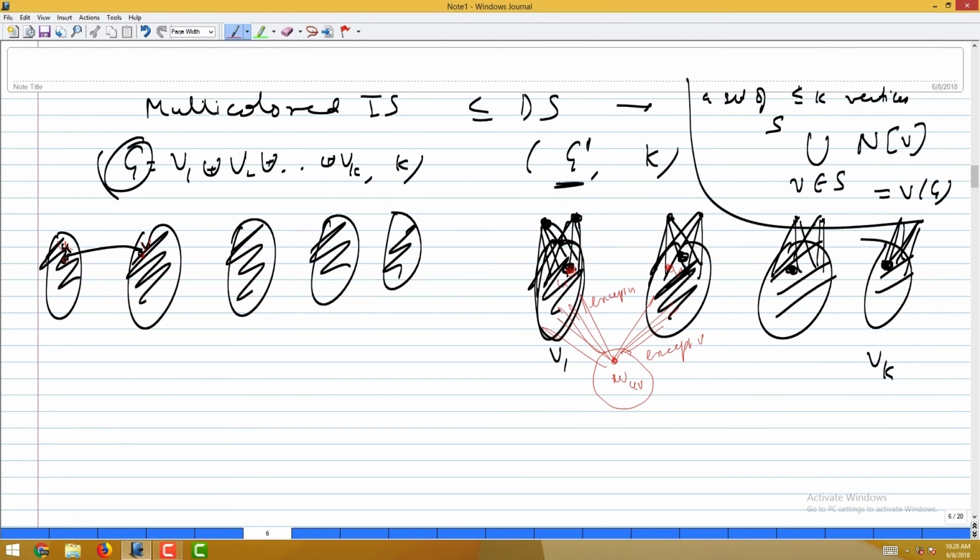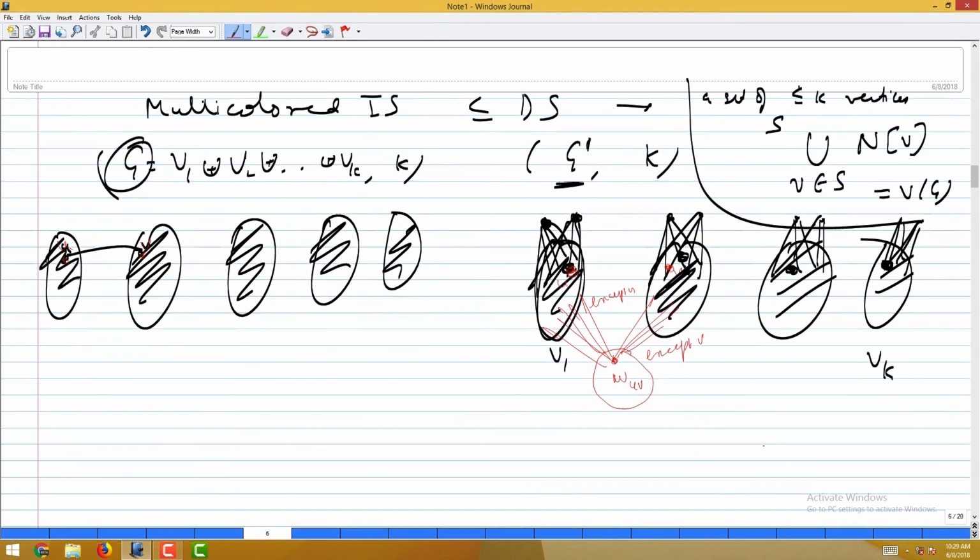So if there is a dominating set of this graph, it has to dominate W of UV. If it picks U from here, it can't pick V from here, because then it will not be able to dominate this W of UV, right? So this is the final reduction.